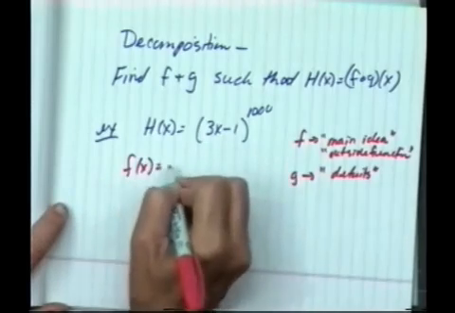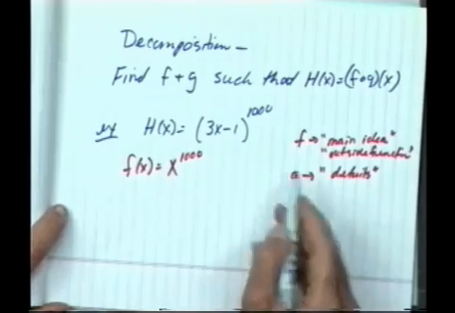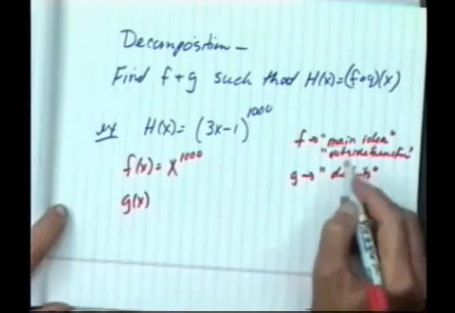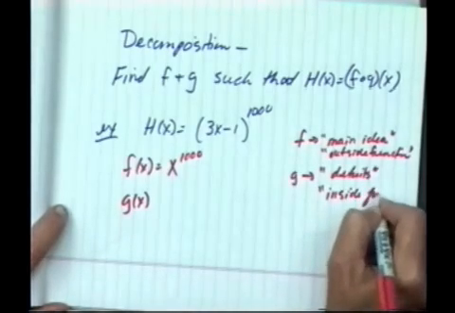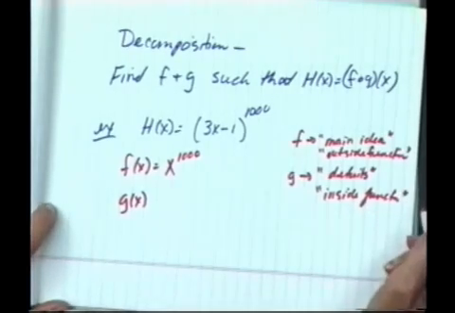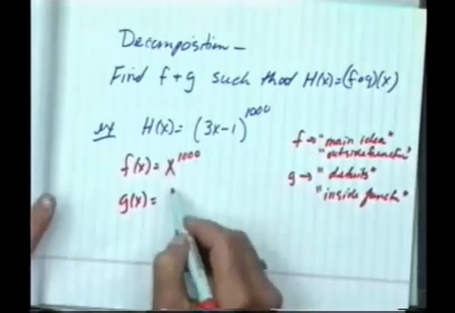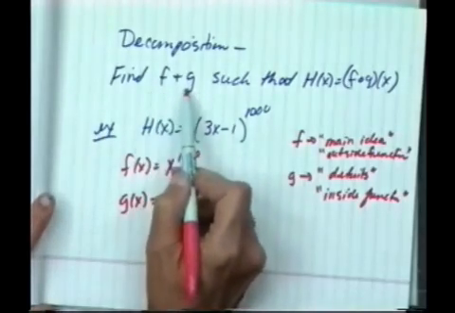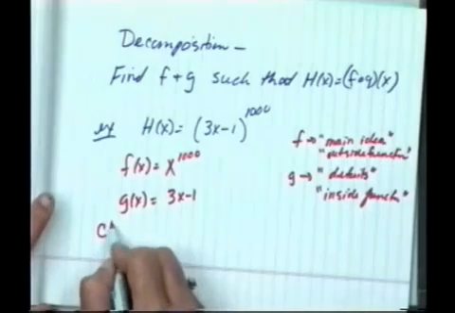So f of x is going to be that you're raising something to the 1,000th power. Now g of x is going to be, well, what is it that you're raising to the 1,000th power? I call that the details. Other books will call that the inside function. Everybody says 3x minus 1. The question was, find two functions such that when you form their composition, you get back h of x. So let's just do a check.